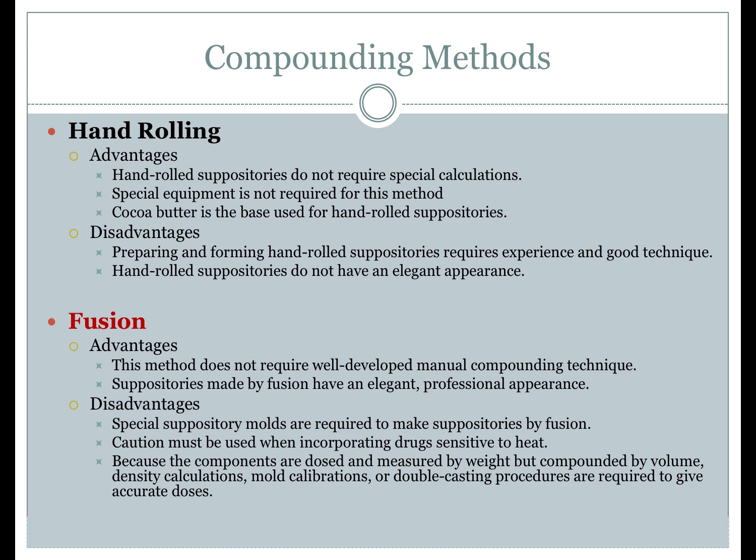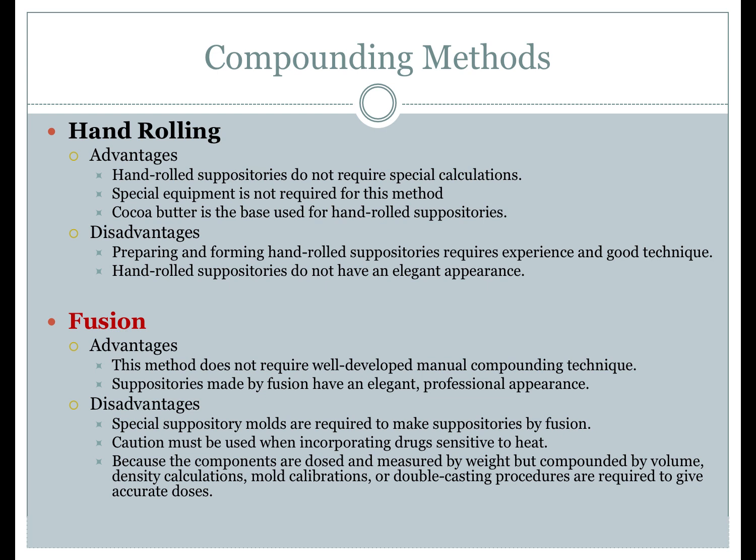Disadvantages of the hand-rolling method include the fact that preparing and forming hand-rolled suppositories requires experience and good technique. There is a lot of art to the formation of a good hand-rolled suppository. And even when they are well made, hand-rolled suppositories do not have the elegant, consistent appearance of suppositories made by the fusion method. Because they take a lot of skill to produce, do not look as elegant, and take much longer to prepare, most pharmacists use the fusion method.